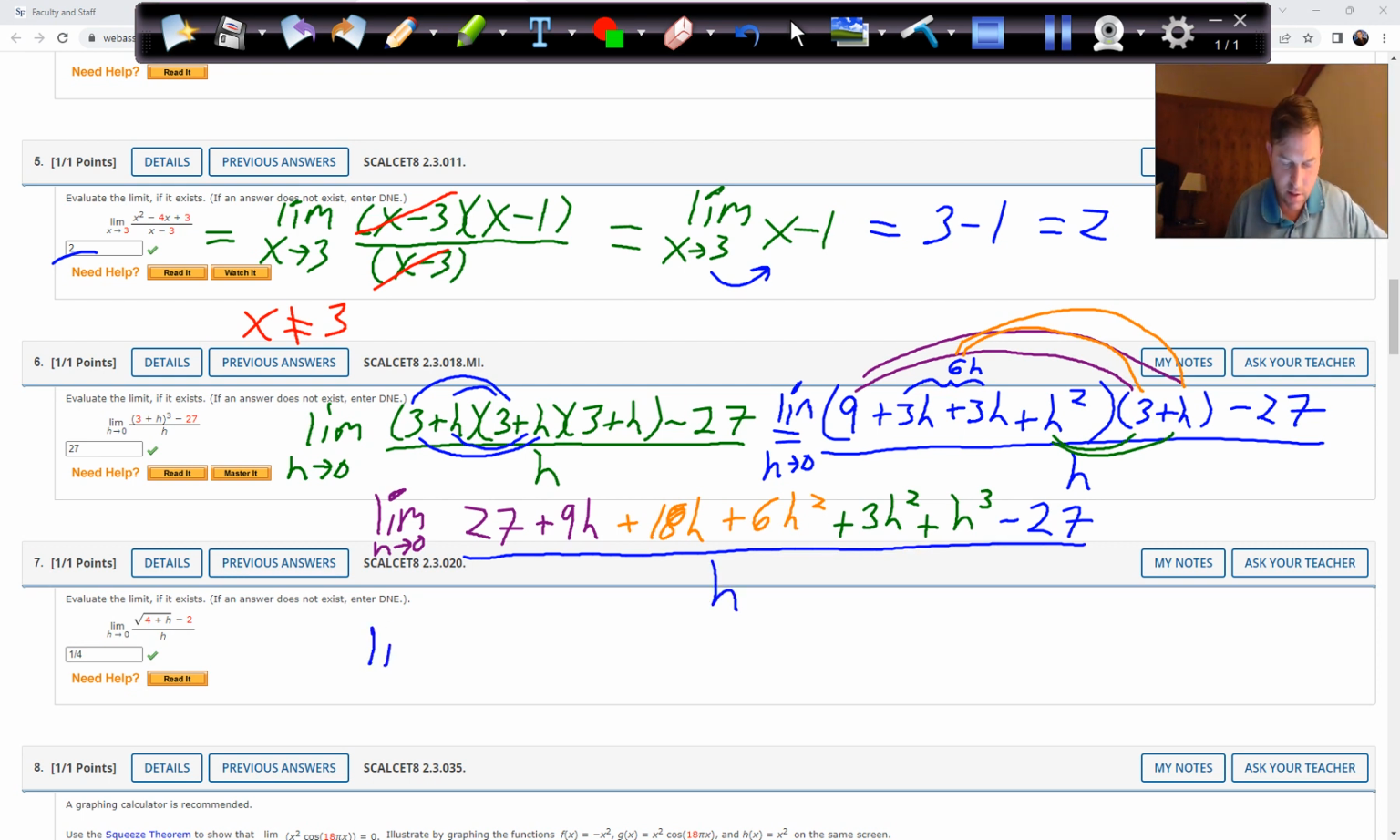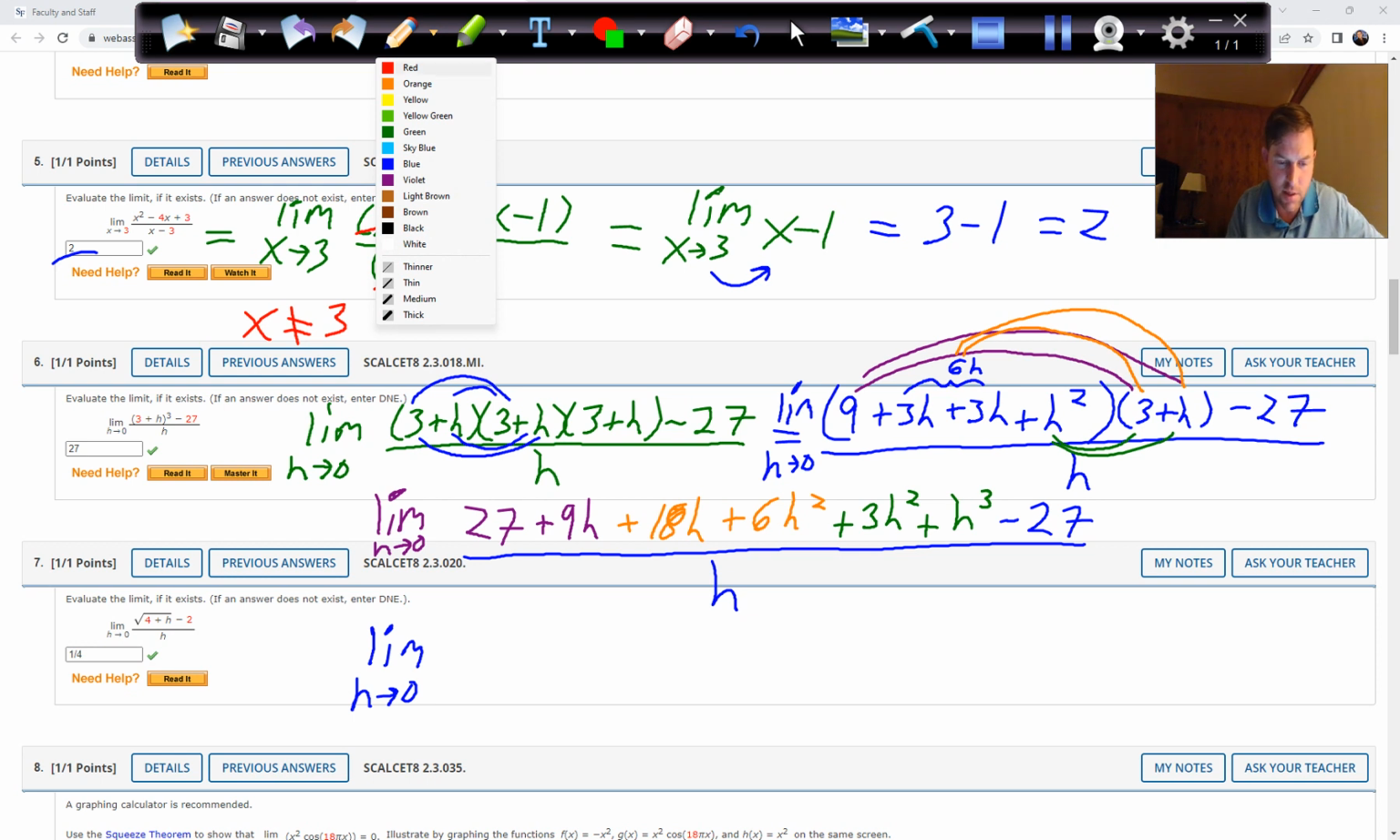Okay, so we have the limit as h approaches 0. Now we're going to combine like terms. First off, notice that this 27 out front and this minus 27 are going to cancel. So let's get rid of those.